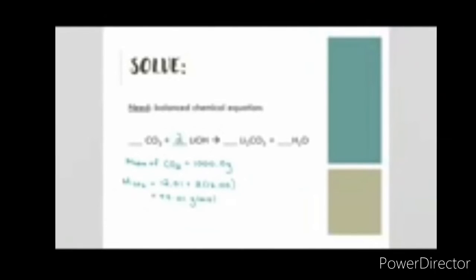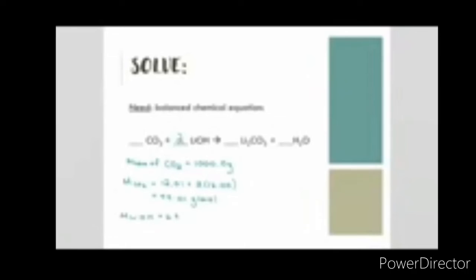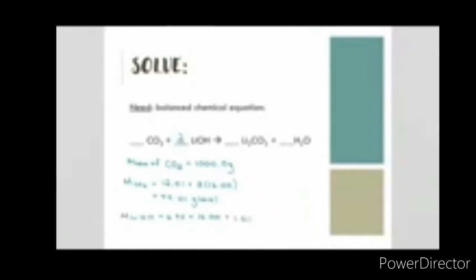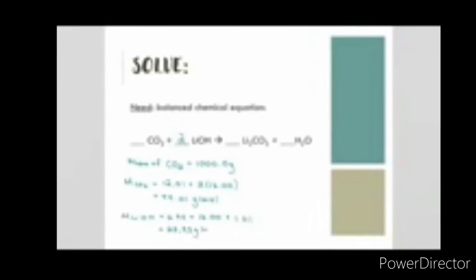And then we can find the molar mass of lithium hydroxide. That's equal to the molar mass of lithium, 6.94, plus the molar mass of oxygen, 16.00, plus the molar mass of hydrogen, 1.01. So that is equivalent to 23.95 grams per mole. So we'll use this information in our solution.